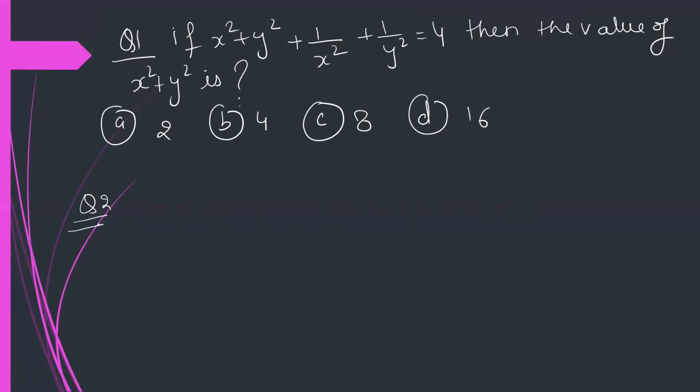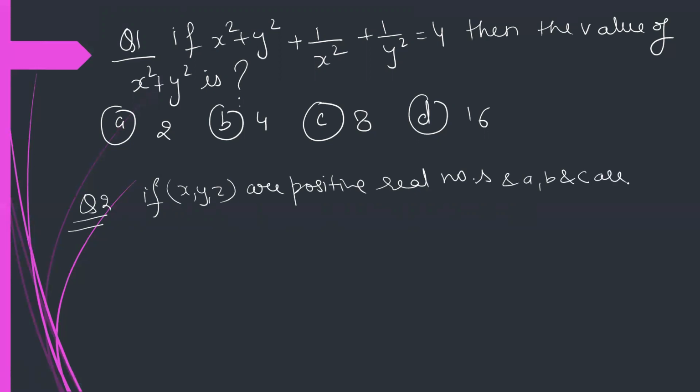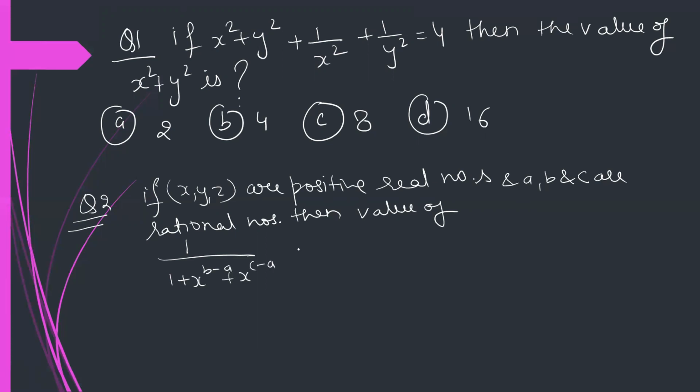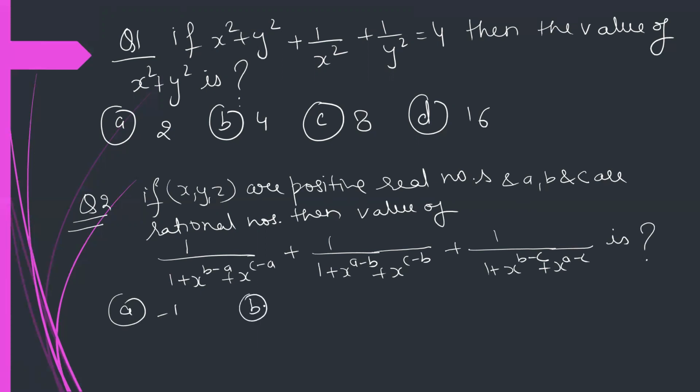One more question I'm giving you as homework. If x, y, z are positive real numbers and a, b, and c are rational numbers, then the value of 1 over 1 plus x to the power b minus a plus x to the power c minus a, plus 1 over 1 plus x to the power a minus b plus x to the power c minus b, plus 1 over 1 plus x to the power b minus c plus x to the power a minus c is, options are -1, 1, 0 and 2.